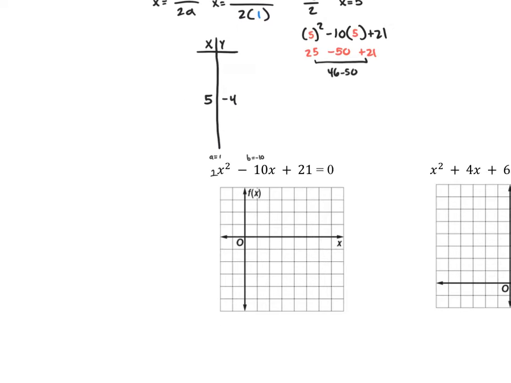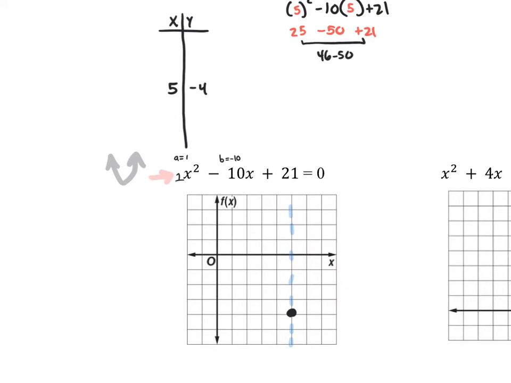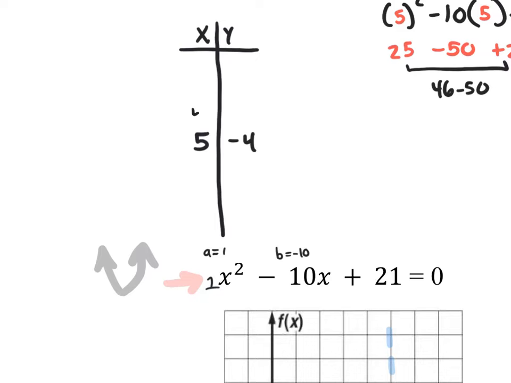So there's my vertex. I'm going to come plot it. There is 5, comma, negative 4. And what that tells us is that we're going to have a quadratic that's symmetrical through that. There's our line of symmetry. What you should also recognize is since that a is positive, we are going to get a quadratic that opens up. So what we'll now do is we'll start to create our table by plugging in the x values that are nearby.